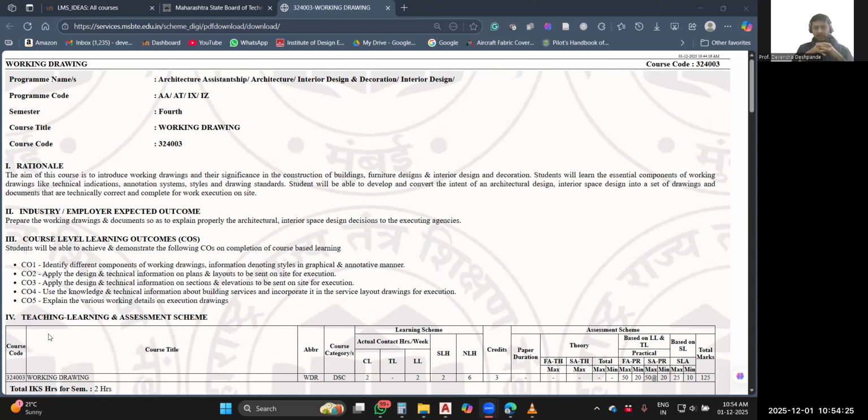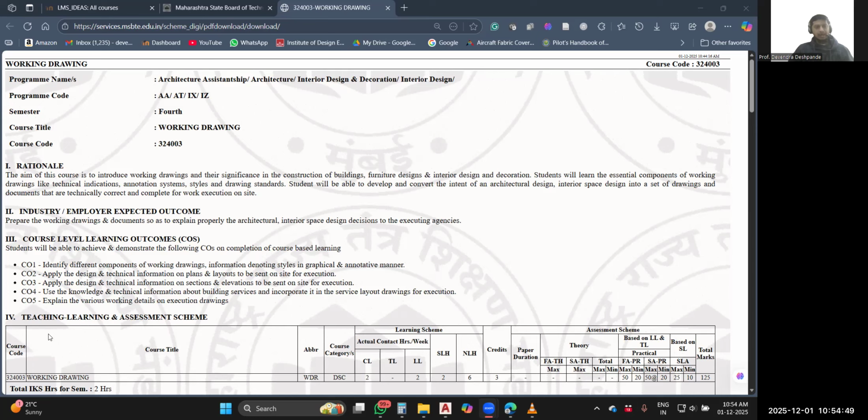Students will be able to develop and convert the intent of an architectural design, interior space, or design into a set of drawings and the documents that are technically correct and complete for working, getting the things executed on site.